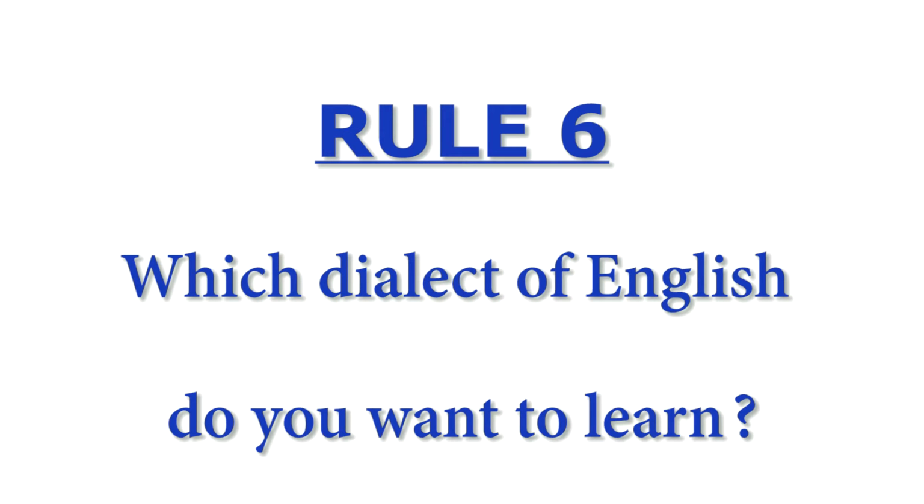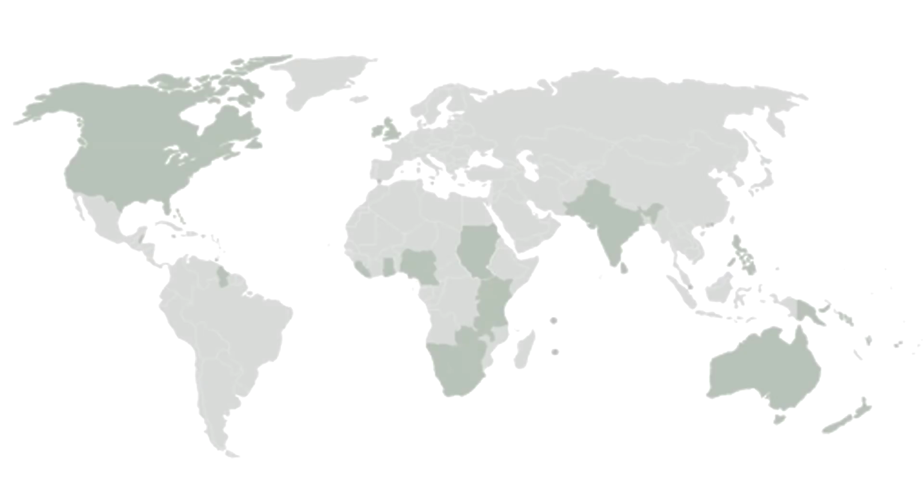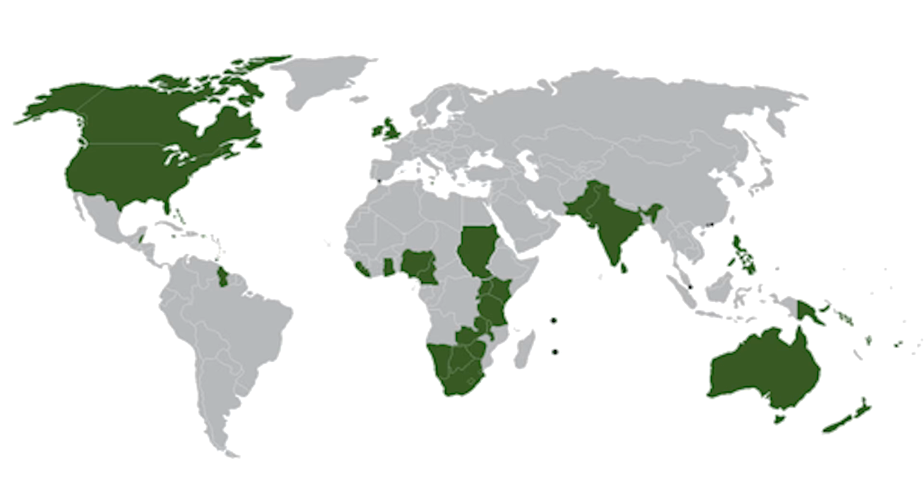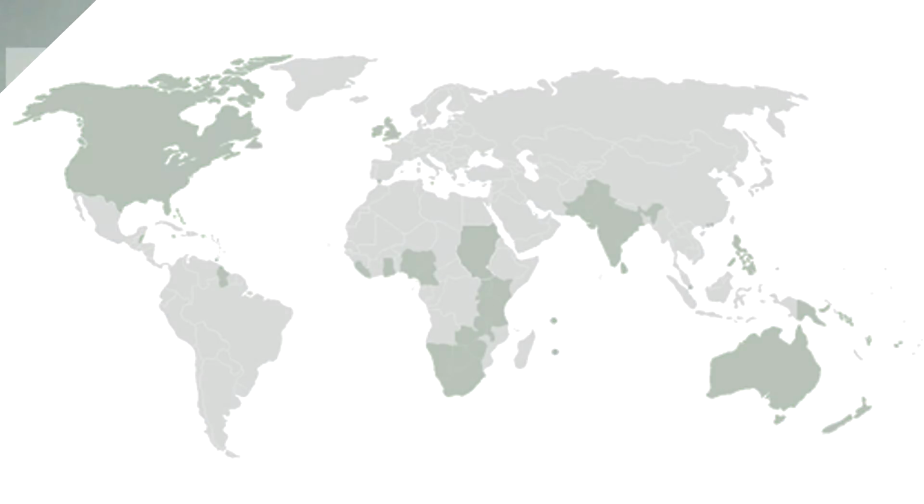So for rule 6, ask yourself which dialect of English you want to learn. When you speak English, do you want to sound like you're from America or England, Australia or New Zealand, maybe Canada or South Africa, among all the countries around the world? There are more than 50 which speak English as a native language. Choosing your dialect of English is one of the first decisions to make on your English learning journey.